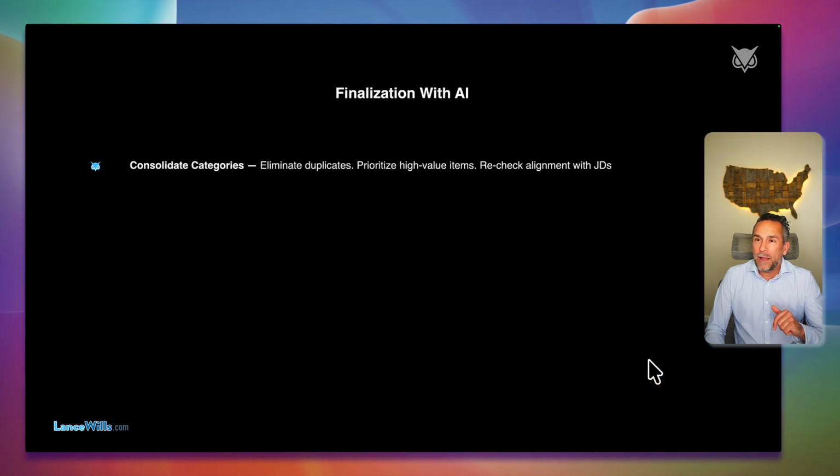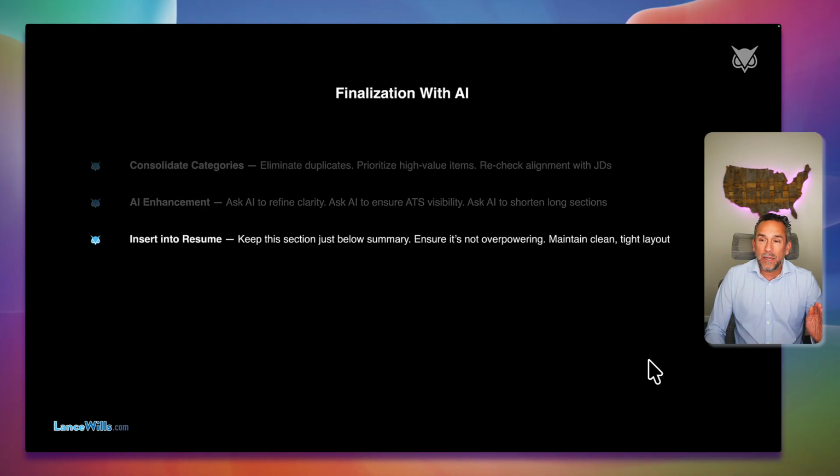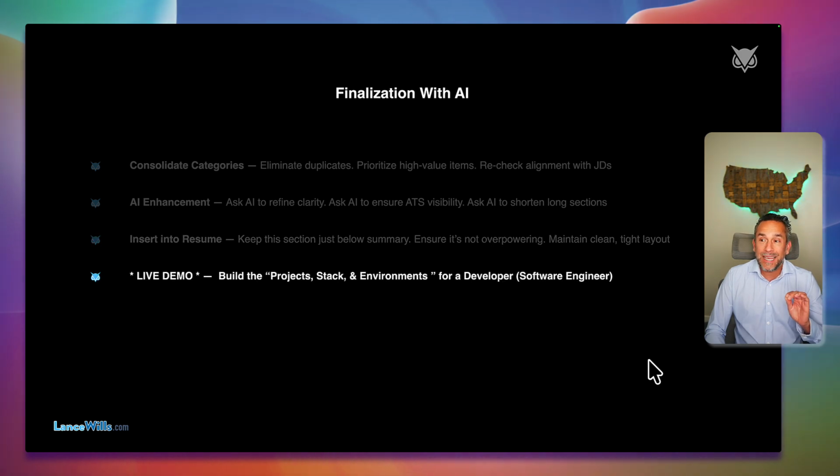Finalization with AI: consolidate the categories, eliminate duplicates, prioritize high-value items, and recheck alignment with job descriptions. AI enhancement: ask AI to refine clarity, ensure ATS visibility, and shorten long sections. Again, use it as the fulcrum for your lever to improve what you know is important or to surface new things you might not have remembered to add. Insert into resume: keep the section just below the summary. Ensure it's not overpowering. Maintain a clean, tight layout. Again, it should be very easy to scan.